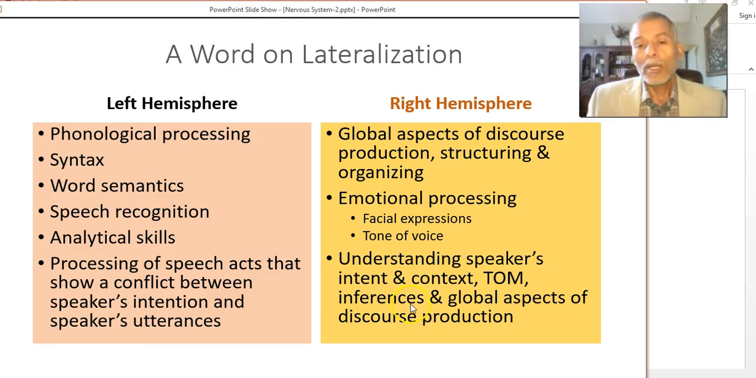So again, it is dominant for processing implied and inferential statements and things that are not directly stated, and also the tone of voice and the facial expressions in terms of their emotional value. Is the person angry? Are they sarcastic? What are they trying to tell us through their tone of voice and the facial expressions? So this is the part again.